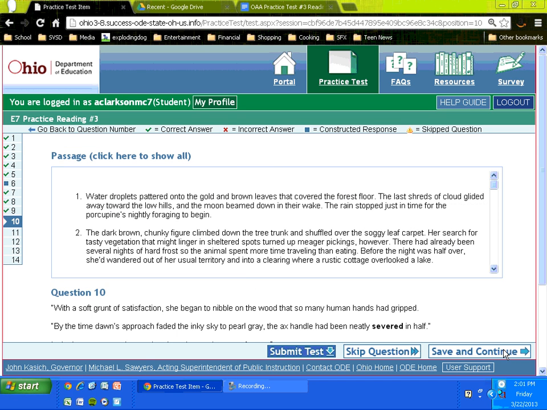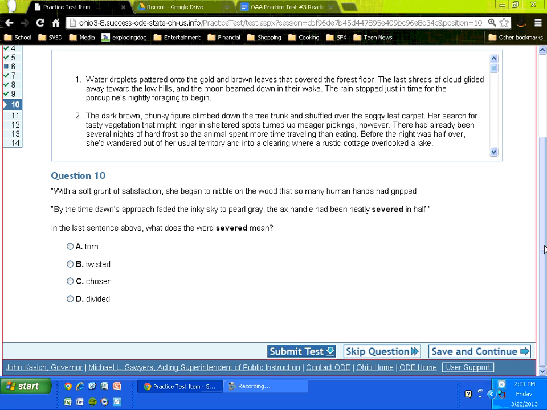10. With a soft grunt of satisfaction, she began to nibble on the wood that so many human hands had gripped. By the time dawn's approach faded the inky sky to pearl gray, the axe handle had been neatly severed in half. In the last sentence above, what does the word severed mean? Go to your OAA practice notes, please. You have a series of pieces of advice on taking multiple choice questions. Eliminating obviously incorrect answers, and so on.